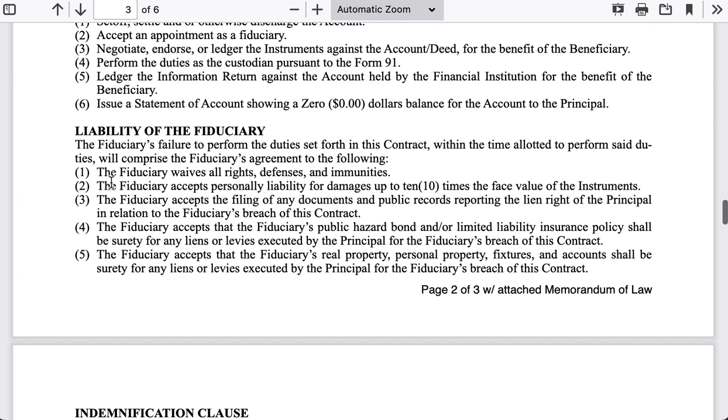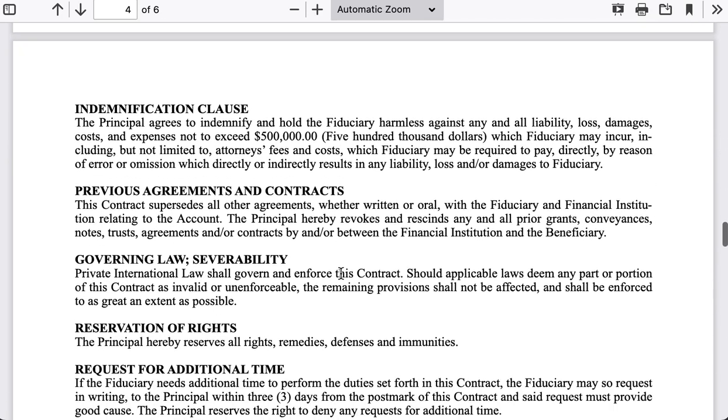Liability of the fiduciary. The fiduciary accepts personal liability for damages up to 10 times the face value of the instruments, right? Why? Because now if I have to file a lien, I don't really have to think about how am I going to ledger it. It's already been determined: 10 times the face value of the instrument. The instrument in this situation, a bond, was a $1 million bond. And this is a hypothetical situation, by the way. I keep saying that. I don't want you to get confused, but I'm just laying it out so we can see where the enforcement's coming from. All right.